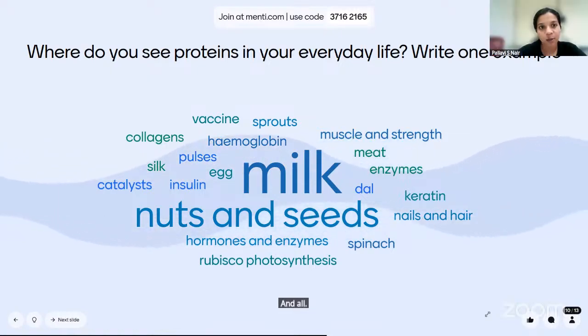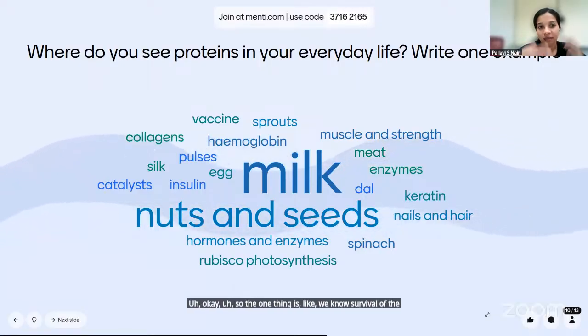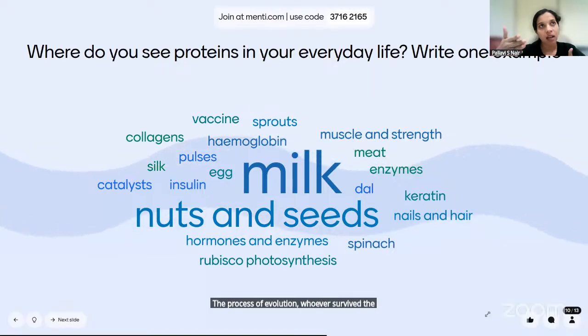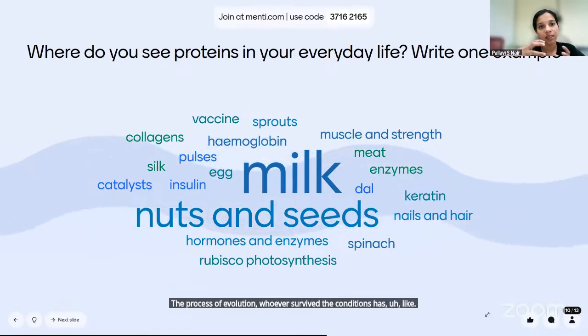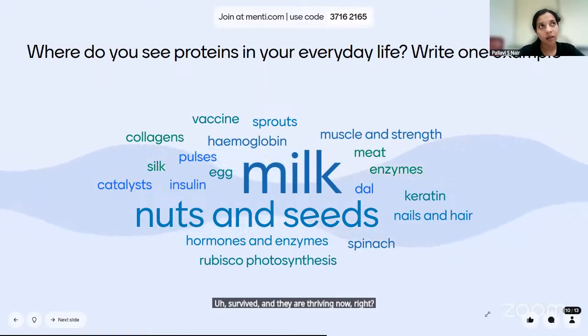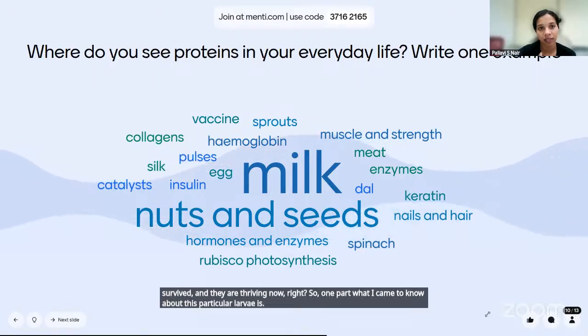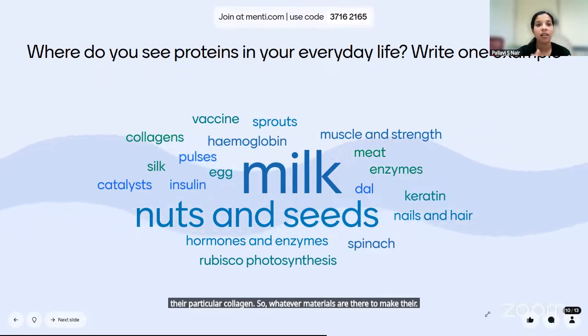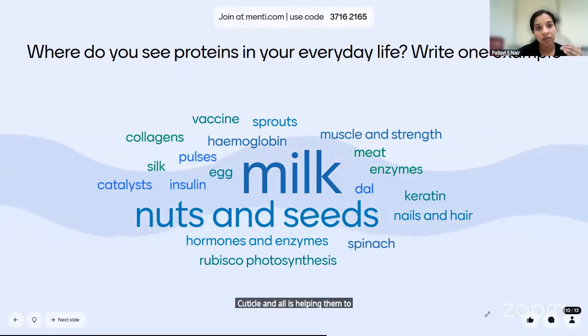Okay, so the one thing is, we know survival of the fittest. In the process of evolution, whoever survived the conditions has survived and is thriving now, right? One thing I came to know about this particular larvae is their collagen. Whatever materials make up their cuticle are helping them survive such conditions.